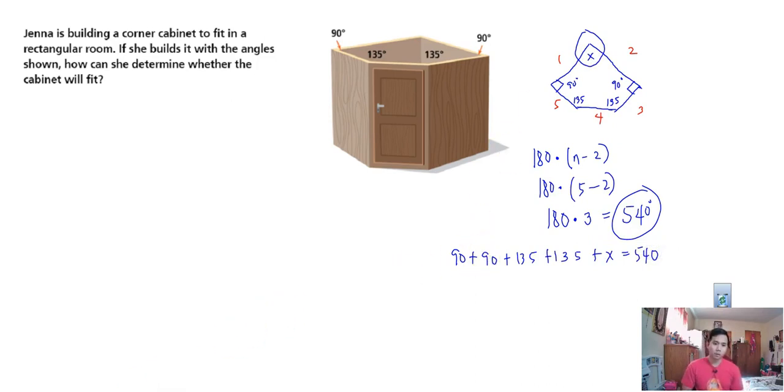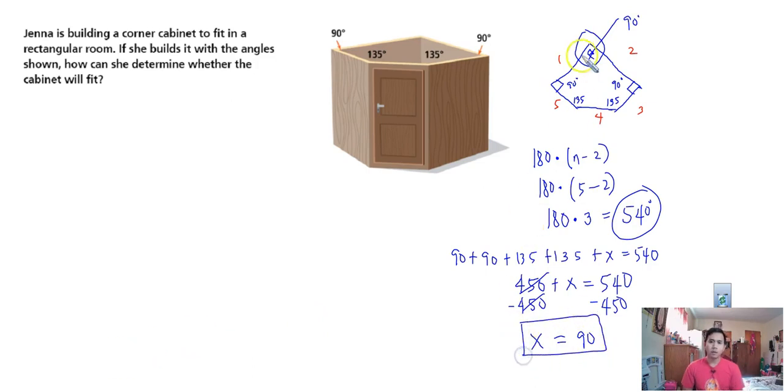Let's see. If I add everything here, that is 450 plus x is equal to 540. So I'm going to subtract 450 from both sides. Of course, this will be cancelled, so x is equal to 90. So the value of this angle here would be 90 degrees. So that angle is 90 degrees.